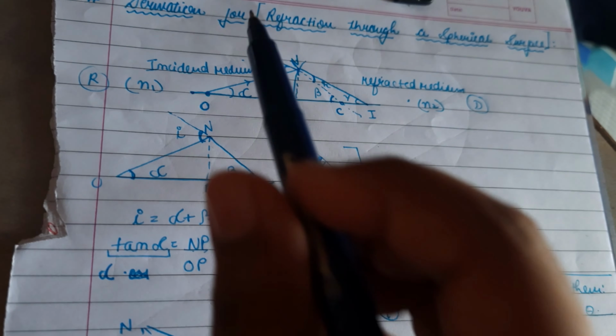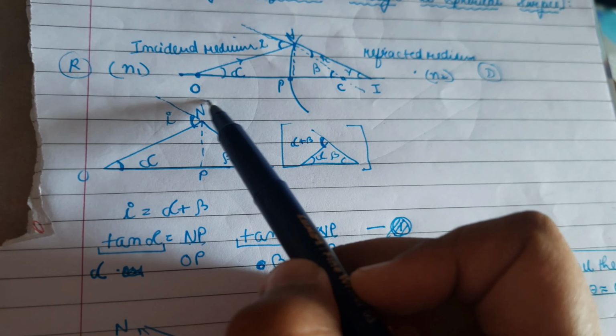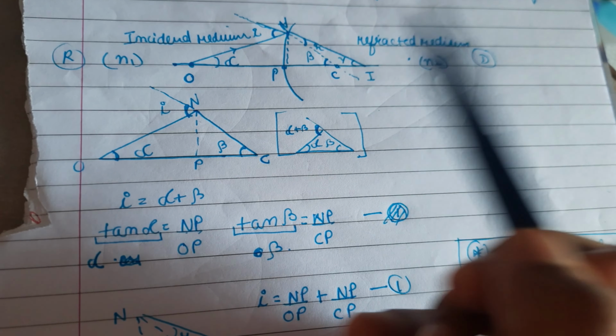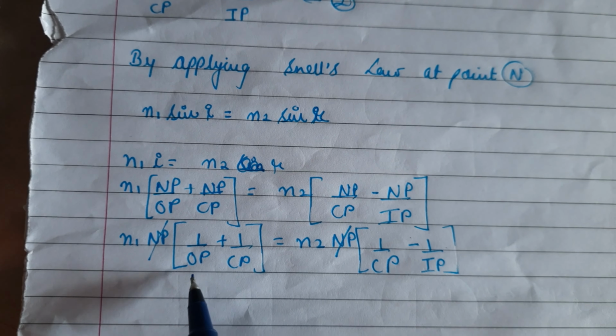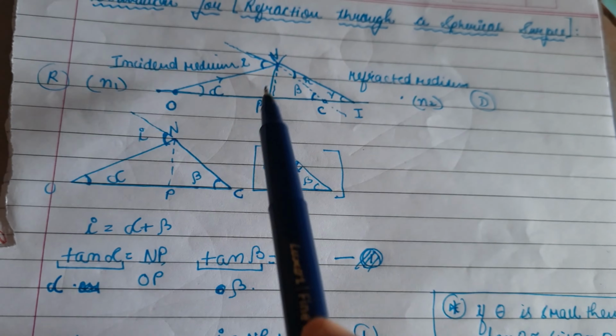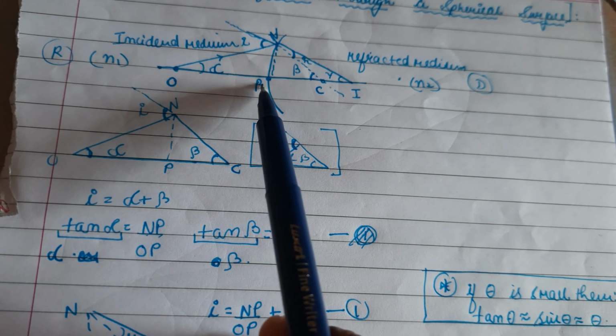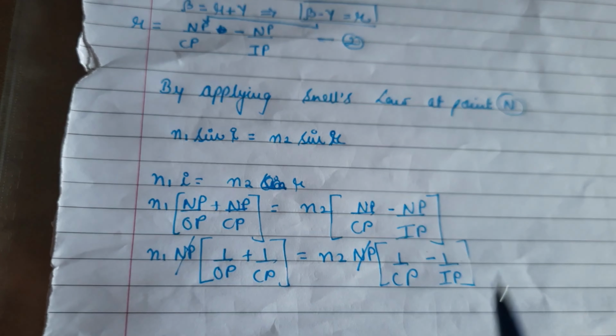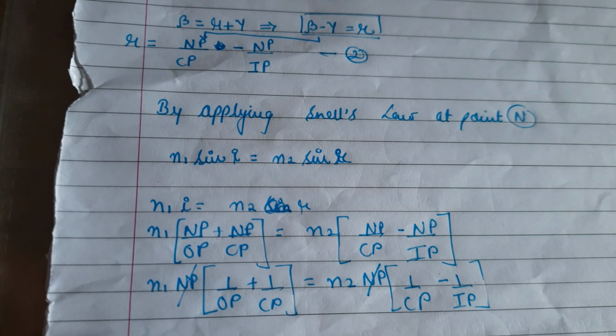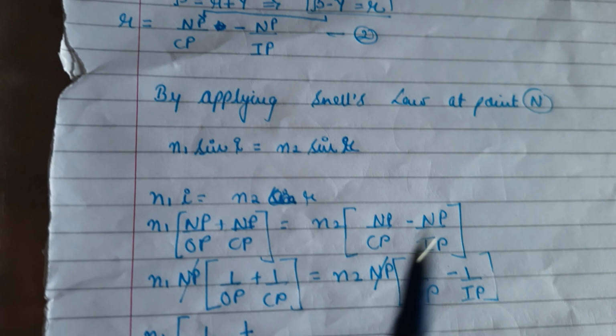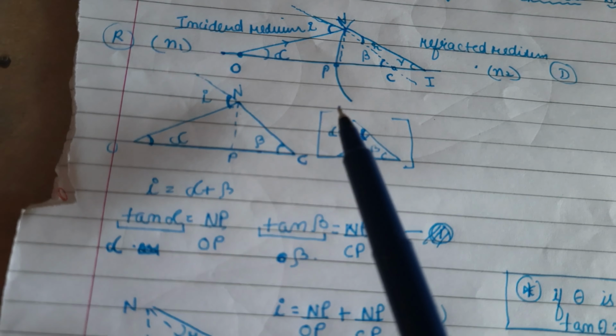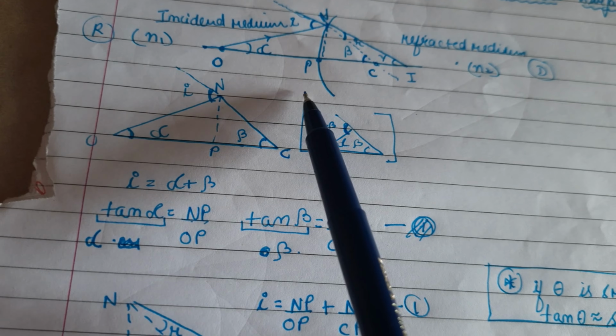So from above we can see OP. OP is what? OP is the object distance over here. Object distance OP, so we'll write u, and object distance is always negative. So we'll write 1 upon minus u plus, what is CP over here? CP.